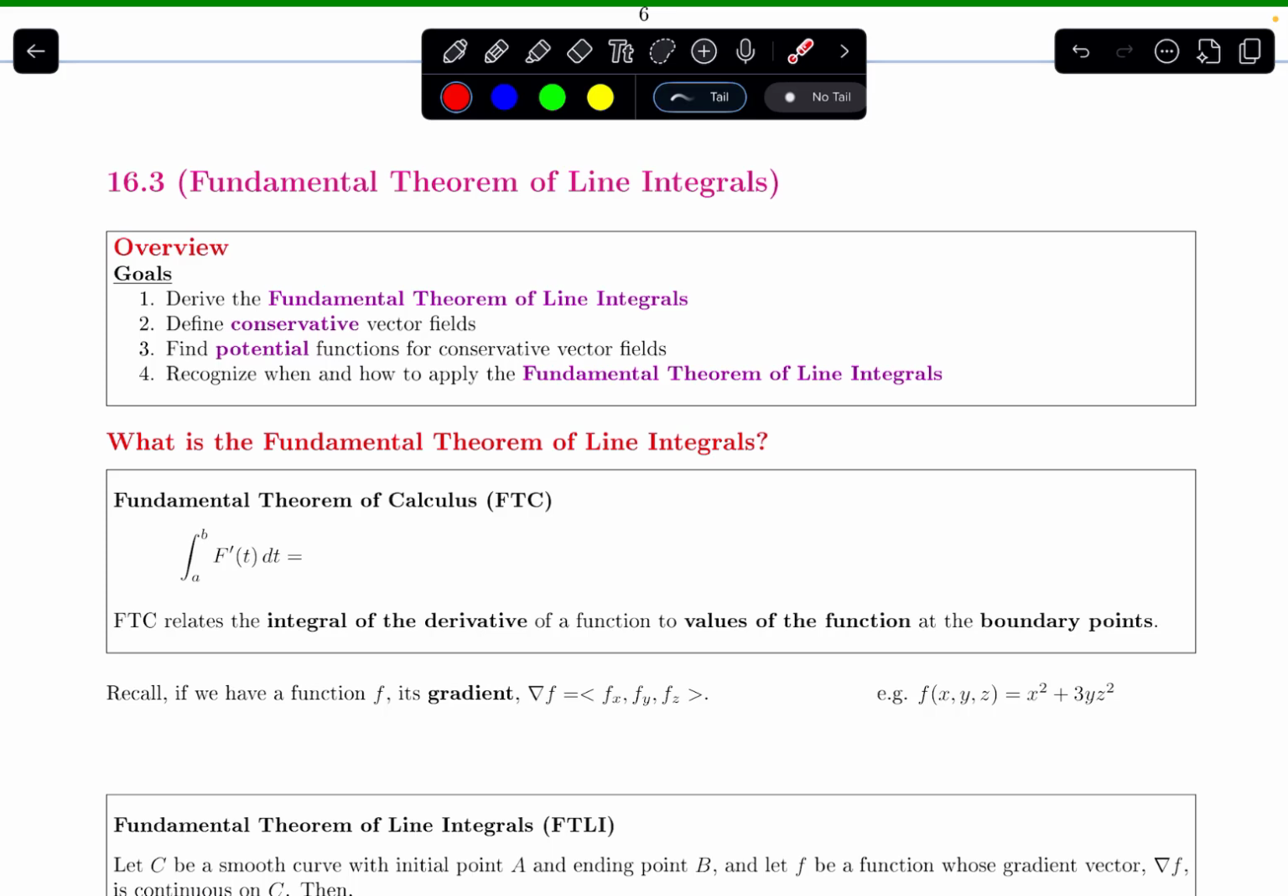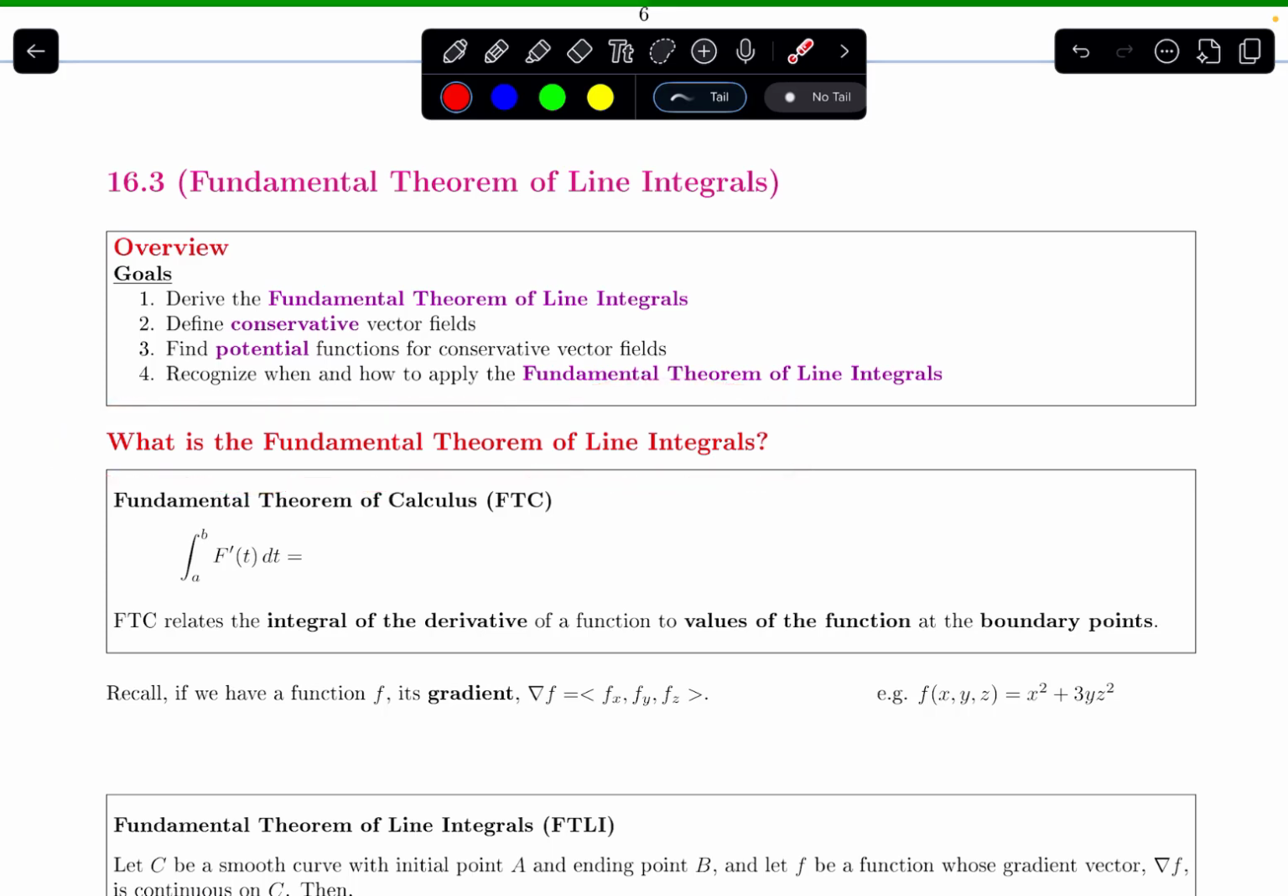In this video, we are starting our section on the fundamental theorem of line integrals. So our goals are going to be to derive what this fundamental theorem is, define what are called conservative vector fields, and solve problems involving these conservative vector fields, and overall to recognize when and how we apply this fundamental theorem of line integrals. So in this video, we will talk about what this fundamental theorem of line integrals is.